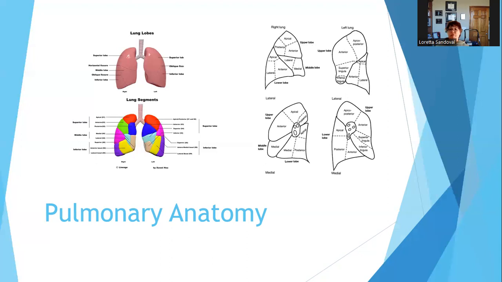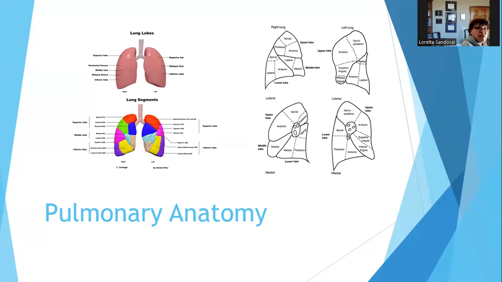Forced inspiration or expiration do require additional energy and muscular activity. So a lot of times someone who has pulmonary disease requires additional cellular energy in order to breathe, in order for inspiration and expiration to actually happen. So that's kind of interesting, I think.